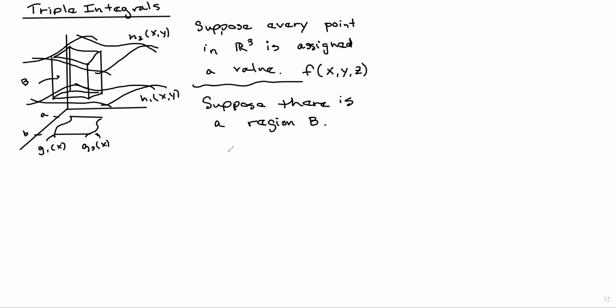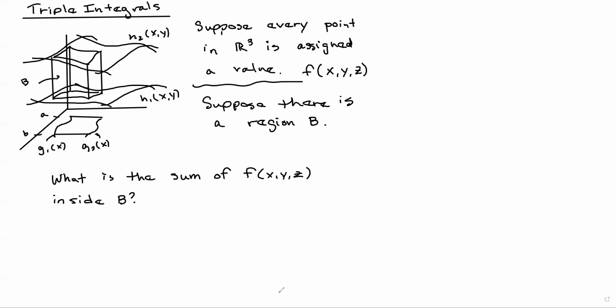So the base problem for triple integrals is what we want to do is figure out if we took all the values that we would get by taking points and plugging them into f of x, y, z, all the values that are inside of this region, and we added them all up, what would we get? What is that result? So what is the sum of f of x, y, z inside B.